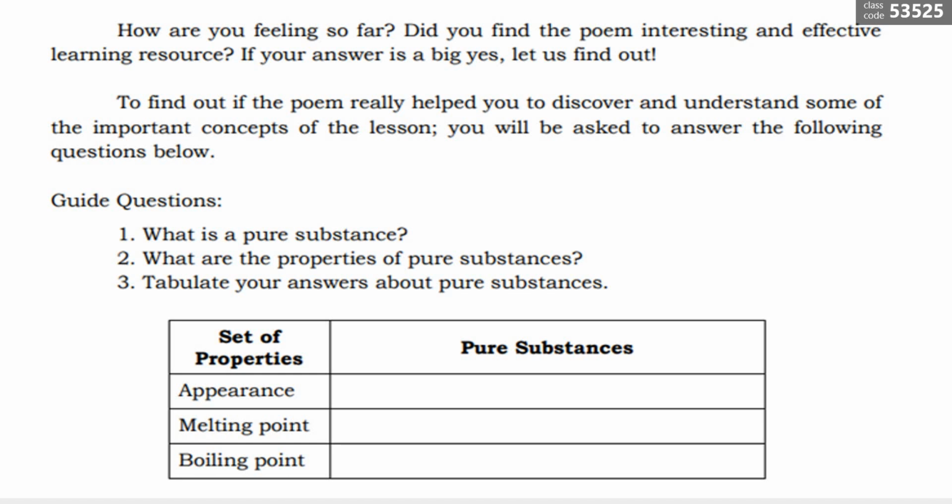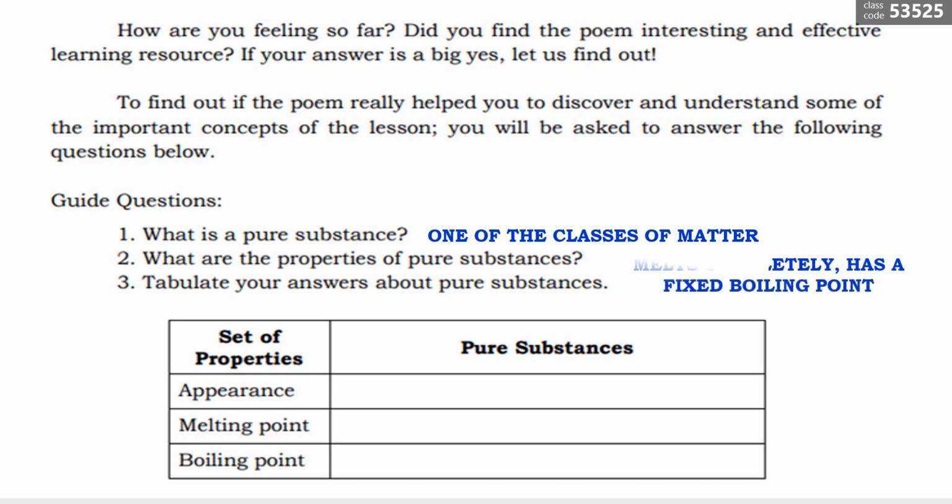What is a pure substance? A pure substance is one of the classes of matter. This is according to the poem. Number 2, what are the properties of pure substances according to the poem? It is given there: it melts completely and has a fixed boiling point, and that's correct. Number 3, tabulate your answers about pure substances.